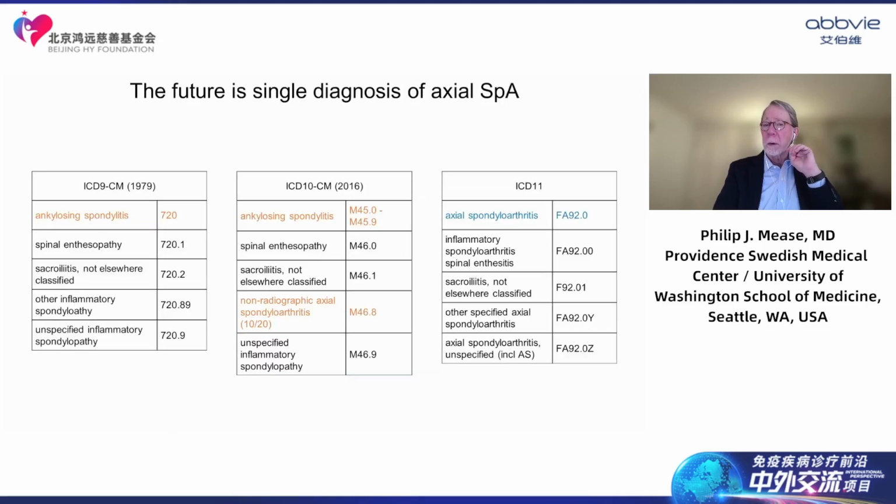In the future, when we move to the coding system known as ICD-11 instead of ICD-10, you'll note that the terms ankylosing spondylitis and non-radiographic axial spondyloarthritis disappear. We no longer are using them, but instead we'll be using this simple phrase, axial spondyloarthritis. And this recognizes that it's simply a spectrum from less ankylosis to more ankylosis.